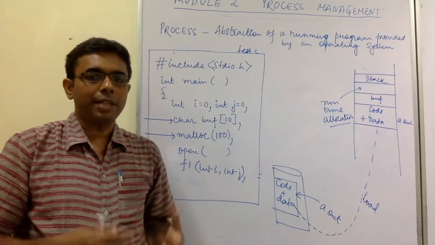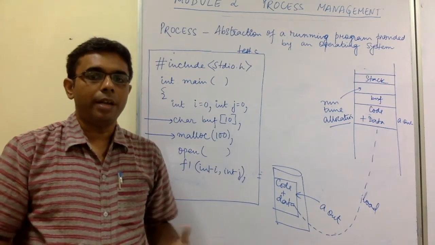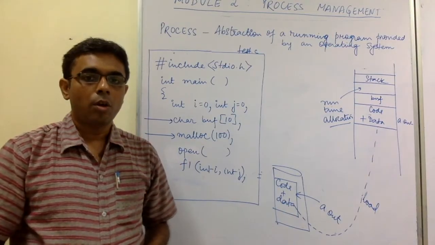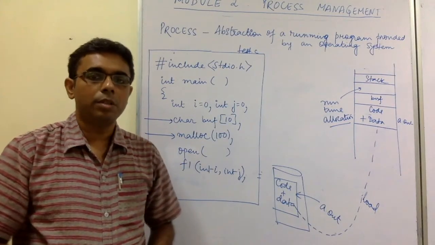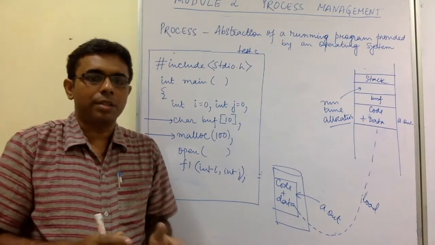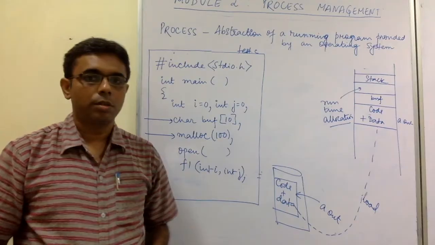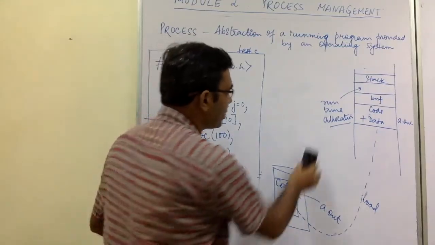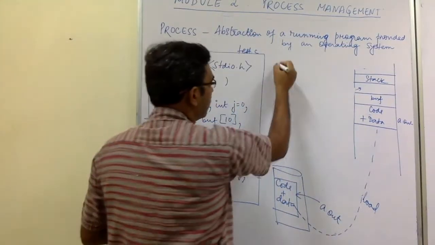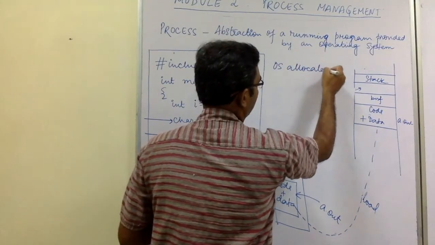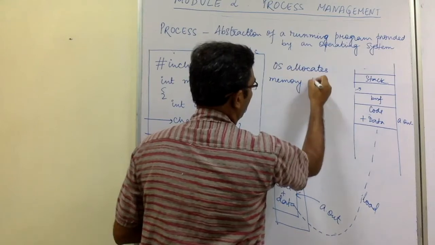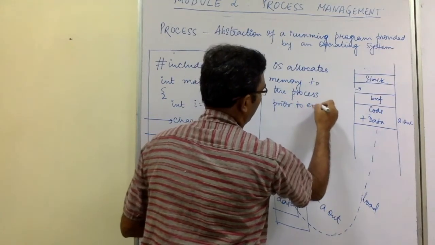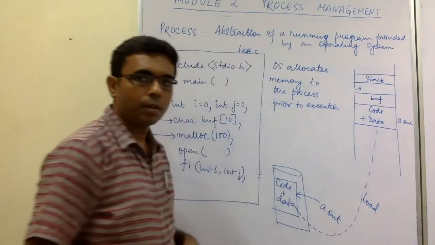Okay? And this space that it allocates is used for different purposes. Either it is used to maintain the stack, or it is used for dynamic data allocation, or it is used to store some variables. So this amount of space that the OS allocates to this process gets added to the existing code and data. So the OS allocates the memory to the process prior to execution. That's what it does.